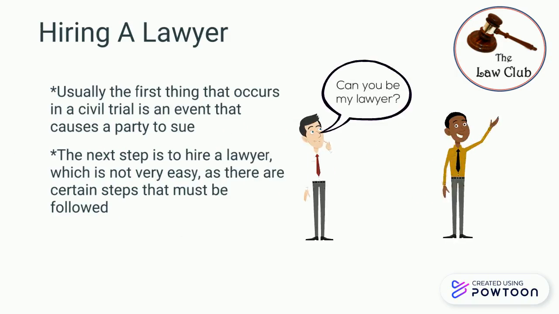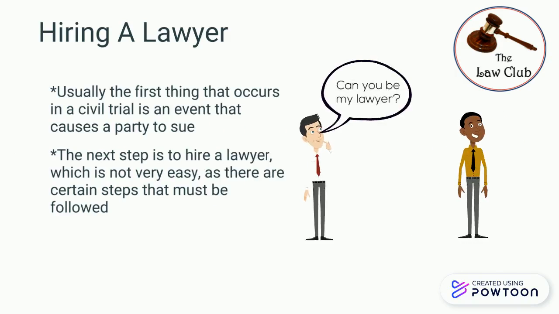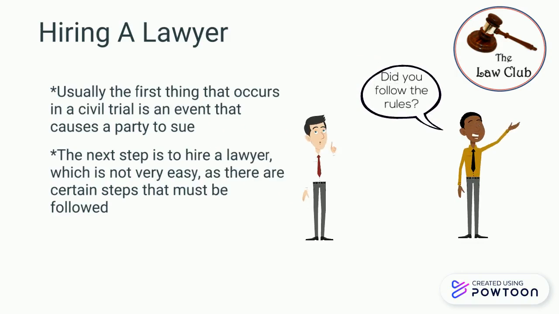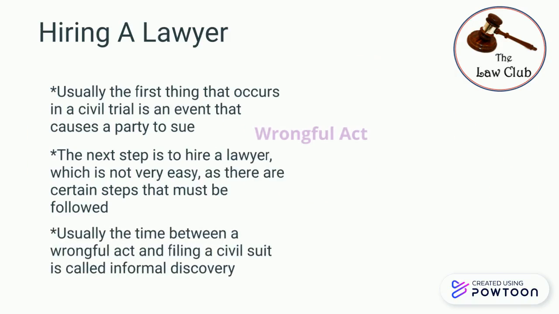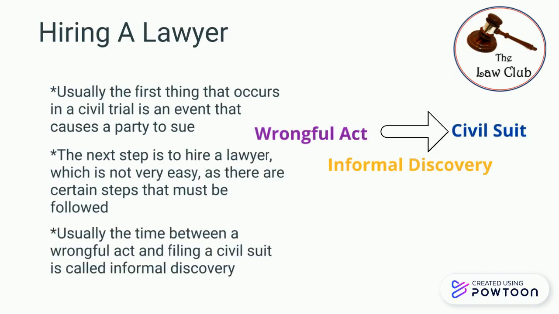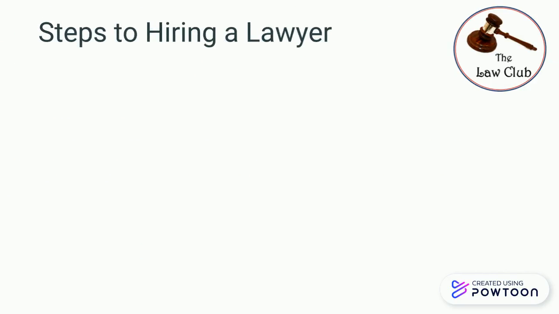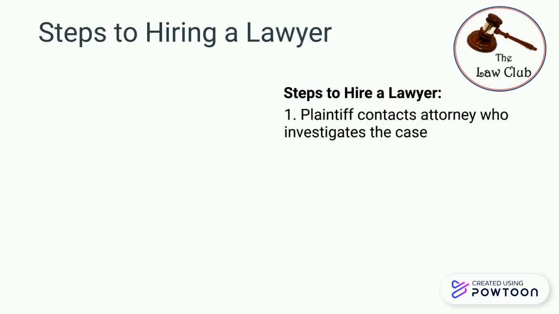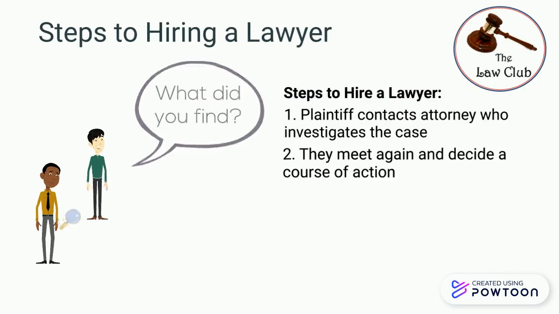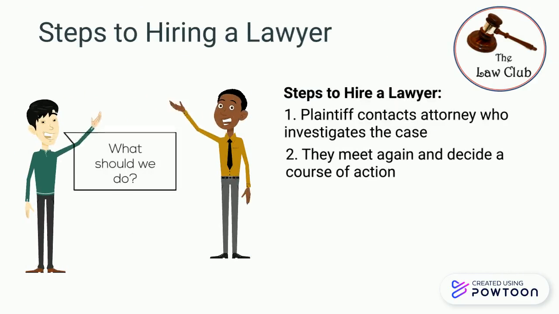The next step is to hire a lawyer, which is not very easy as there are certain steps that must be followed. Usually the time between the wrongful act and filing a civil suit is called informal discovery. Once a wrongful act has occurred, the plaintiff may contact an attorney who would investigate the case. They would meet again and decide a course of action to pursue.